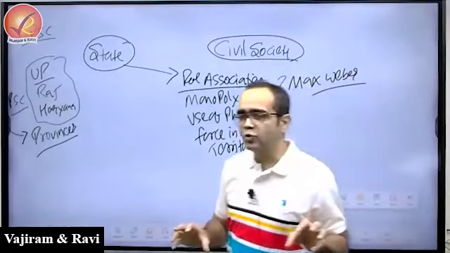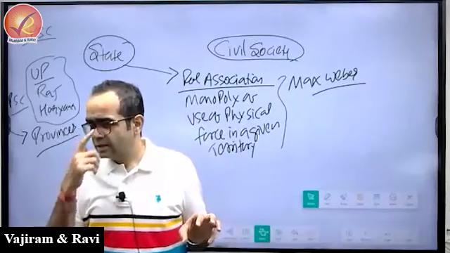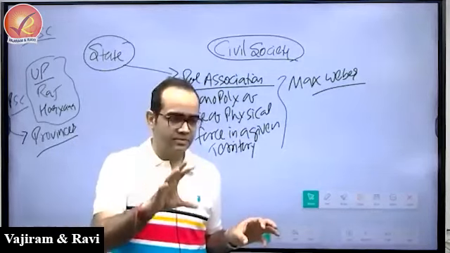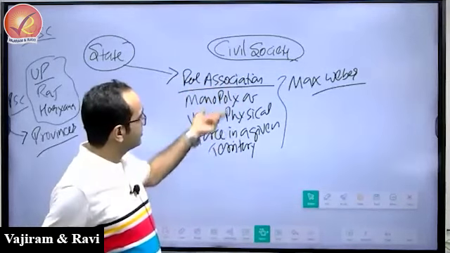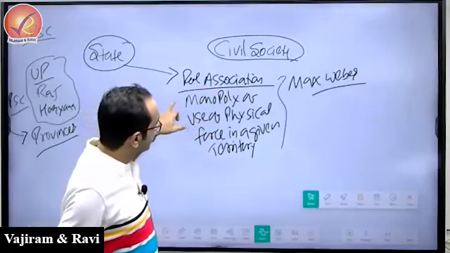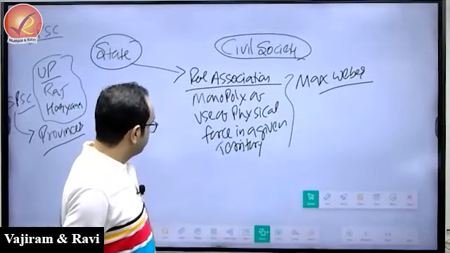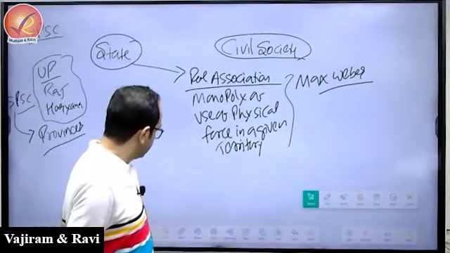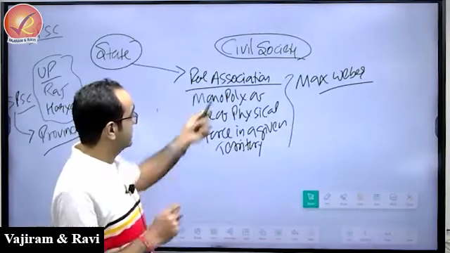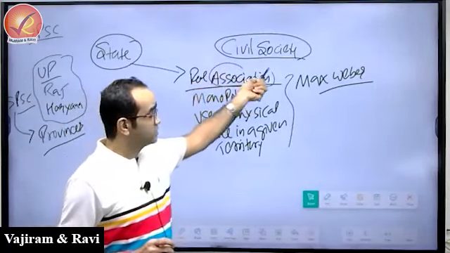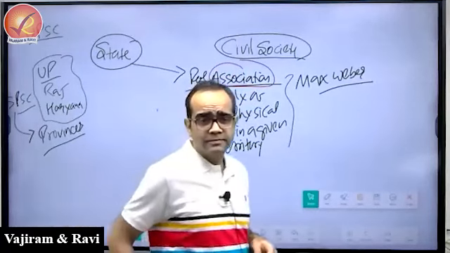If anybody asks you, what do you mean by the state, the best definition is to quote Max Weber. What does Max Weber say? State is that human community or political association which has monopoly of use of physical force in a given territory. Now, listen to the words here. I'm saying it's an association. What is association?